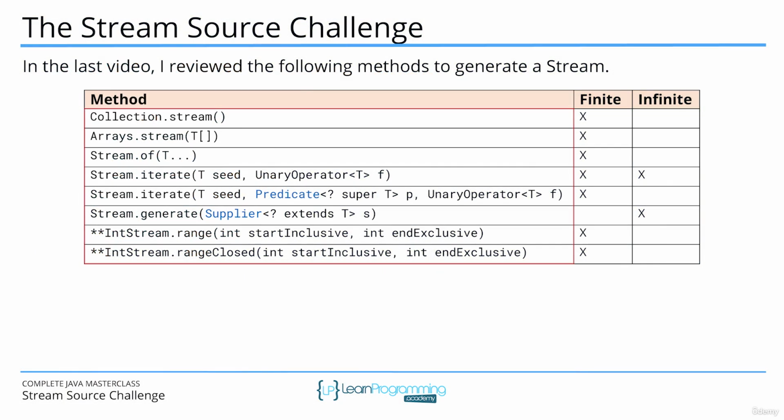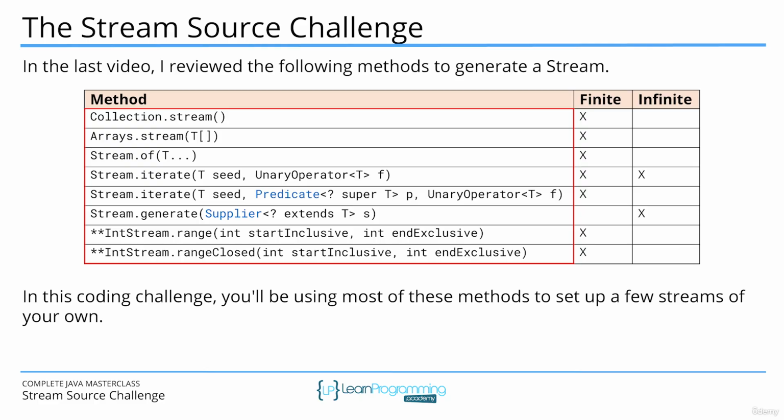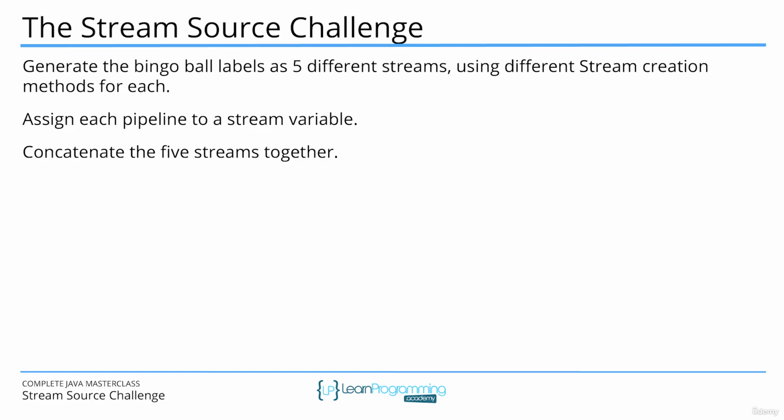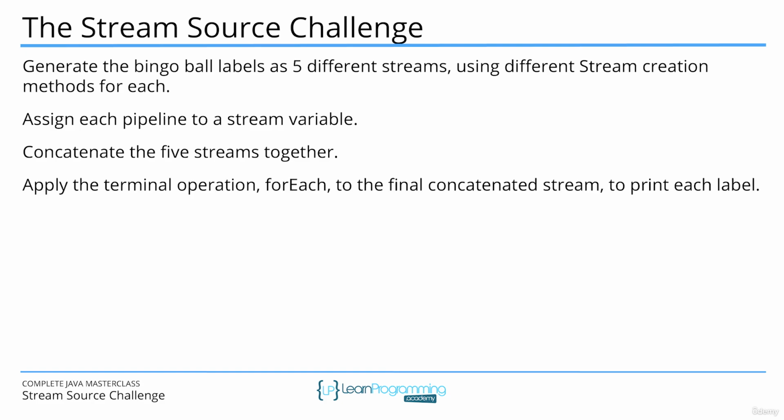In the last video, I reviewed the following methods to generate a stream. In this coding challenge, you'll be using most of these methods to set up a few streams of your own. For this challenge, I want you to generate the bingo ball labels as 5 different streams using different stream creation methods for each. Assign each pipeline to a stream variable. Concatenate the 5 streams together. Apply the terminal operation for each to the final concatenated stream to print each label.